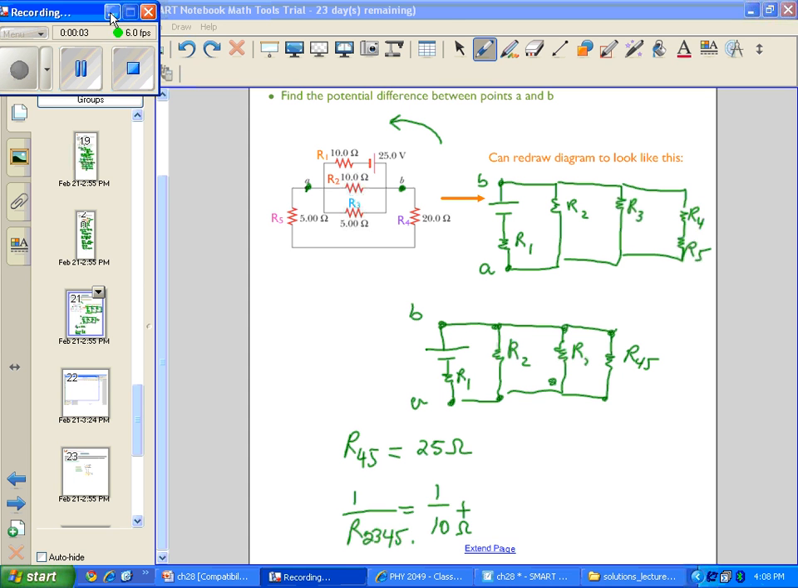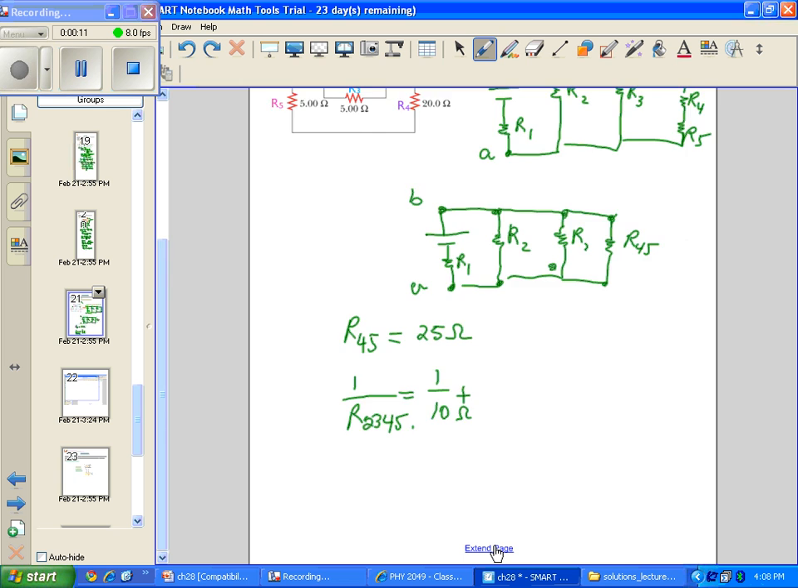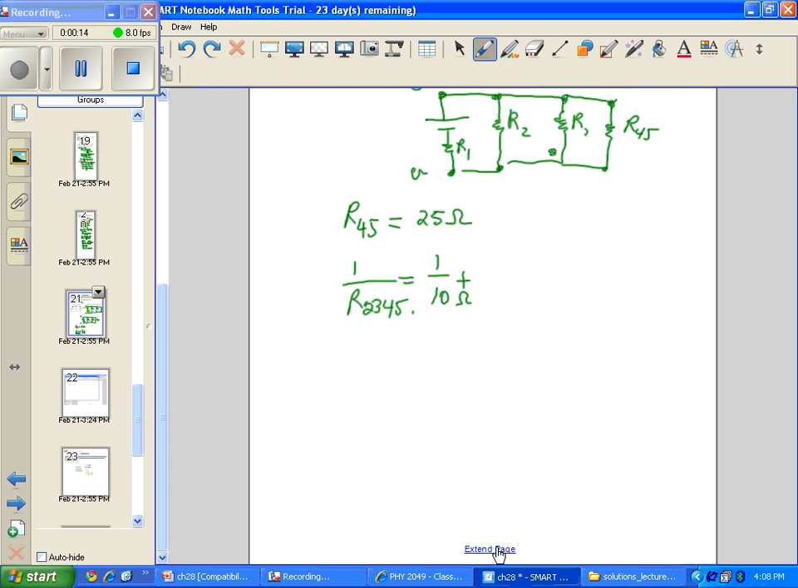Welcome to the second part of the problem-solving session for Chapter 28. And we'll begin where we got cut off because of some technical difficulties.